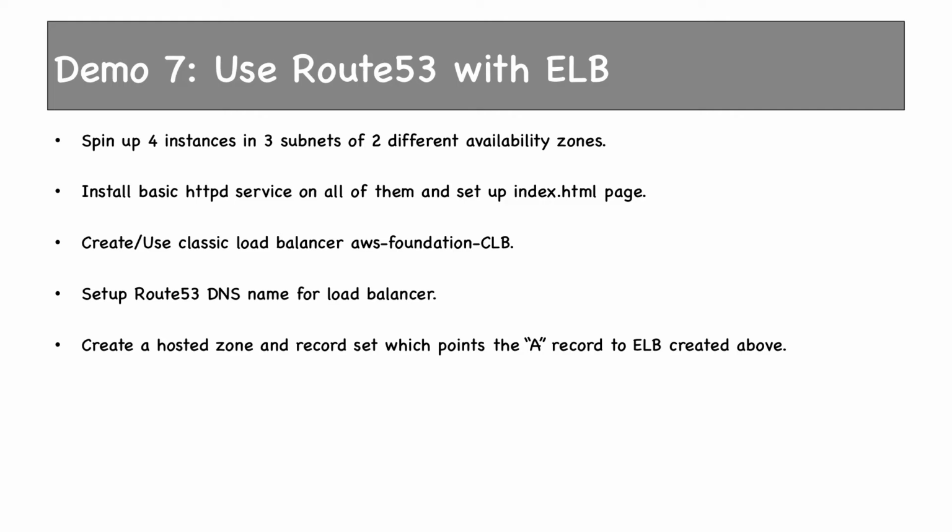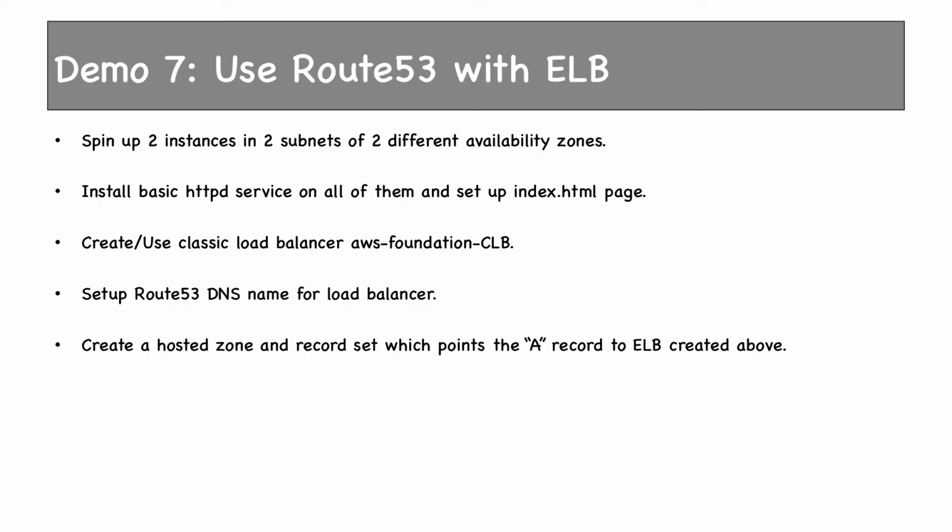Herein we'll attach Route 53 with an elastic load balancer. Then we'll set up Route 53 DNS name for load balancer. We'll create a hosted zone and record set which points to the A record or alias record of ELB created above. If you want, you can create application or network load balancer also. And if you want, you can put auto scaling behind your load balancer as well. Let's see how to integrate Route 53 with Elastic Load Balancer.